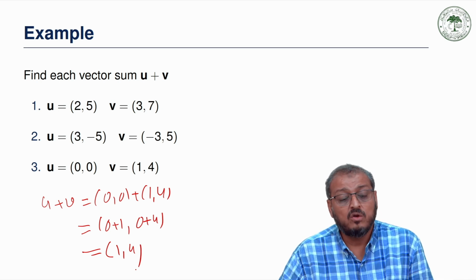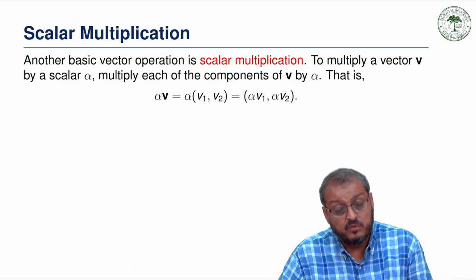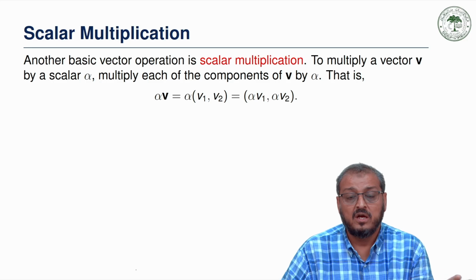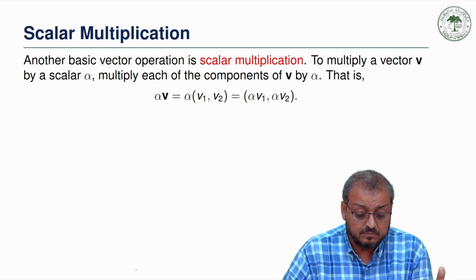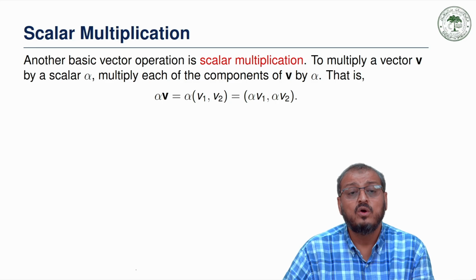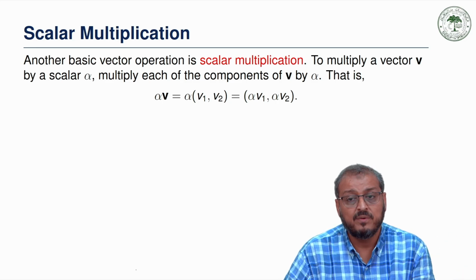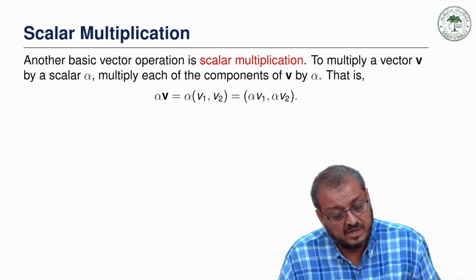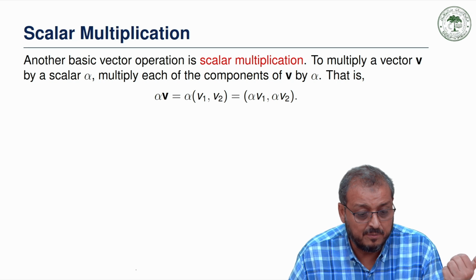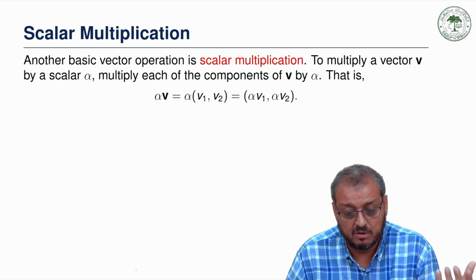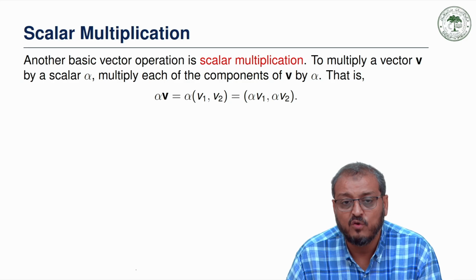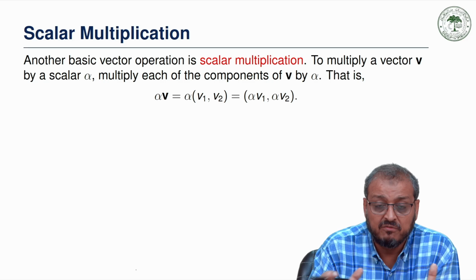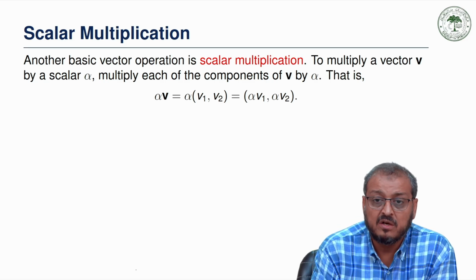Now, another operation is called scalar multiplication. We now have to study the multiplication of a vector. Here we take the multiplication by some scalar, and the scalar is any element of the field, whether real numbers, complex numbers or rational numbers, whatever field we are working with. So another very important vector operation is scalar multiplication.